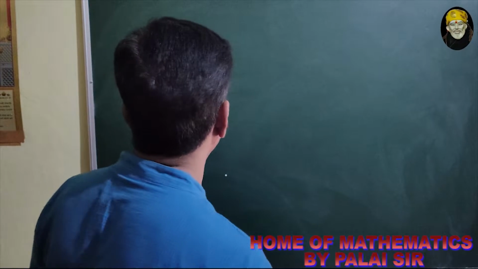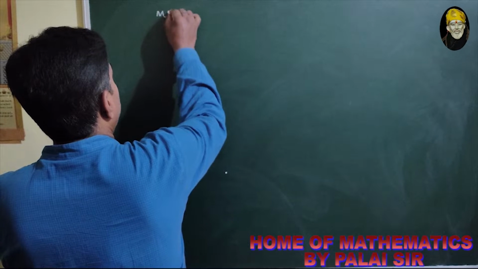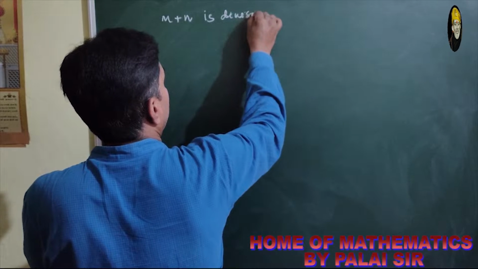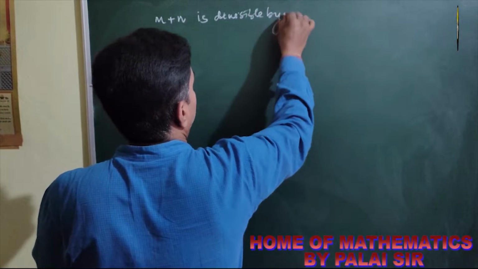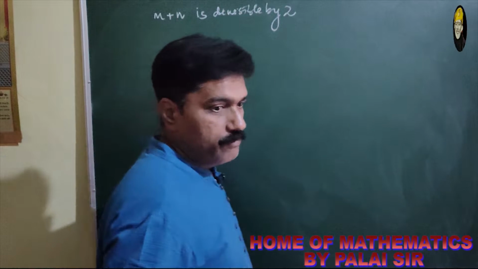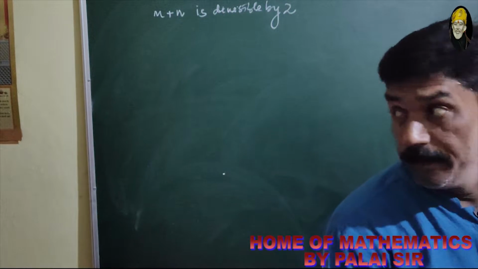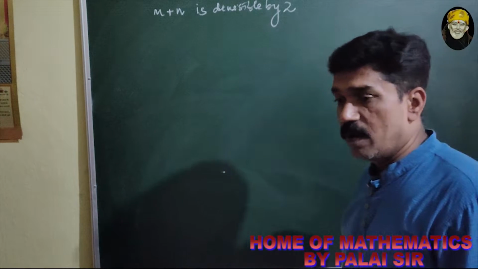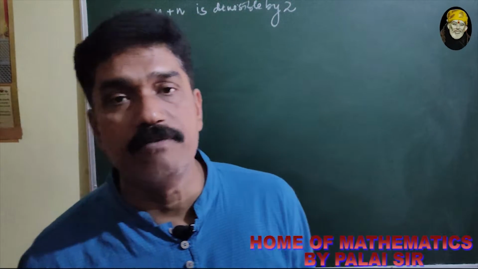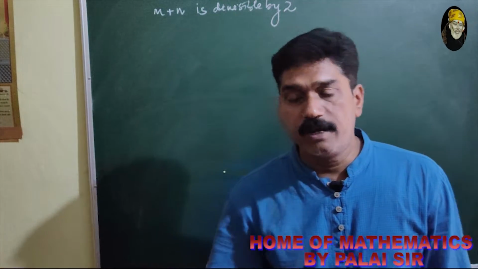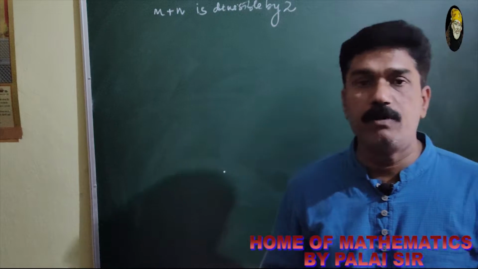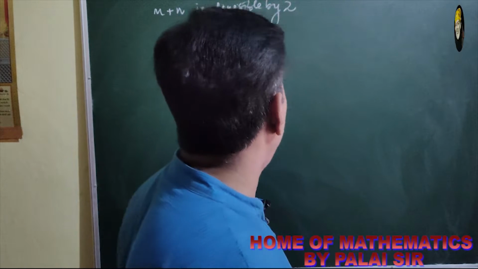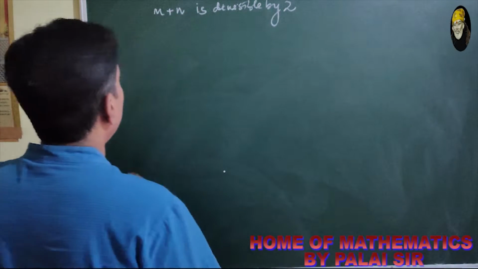Suppose here one relation is given: m plus n is divisible by 2. If you are going to solve this relation, we have to see which type of relation it is. So our first relation is reflexive, and what is the condition for reflexive? The condition for reflexive is the relation should exist in between the two same element, xx belongs to R.